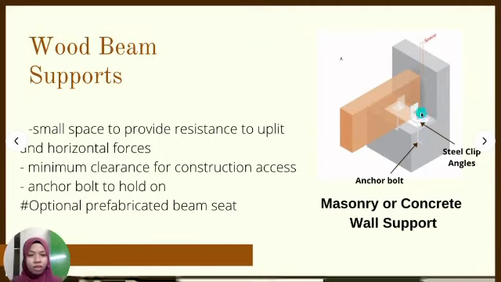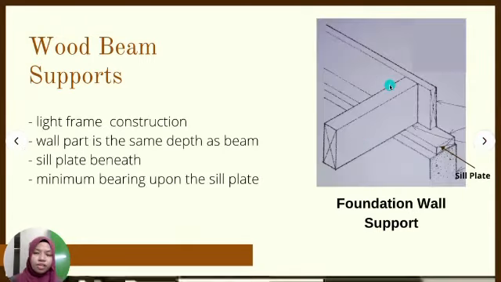prefabricated beam seat for where you want to put the beam. The second one is the foundation wall support. Okay, as you can see in the picture here, this is the beam, and then there's a steel plate underneath it working as a foundation for the beam itself. And then there's also another one working as a wall for the beam.